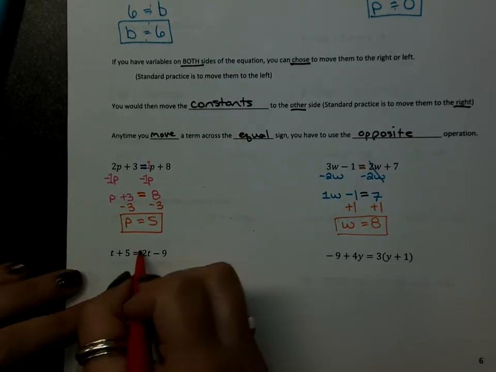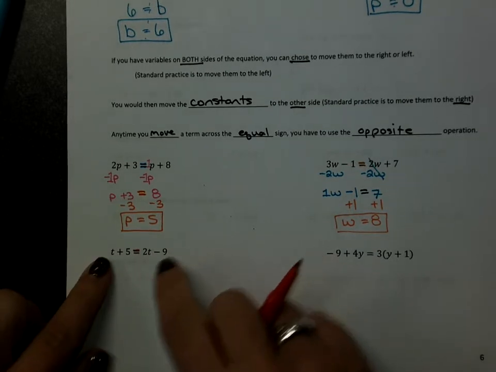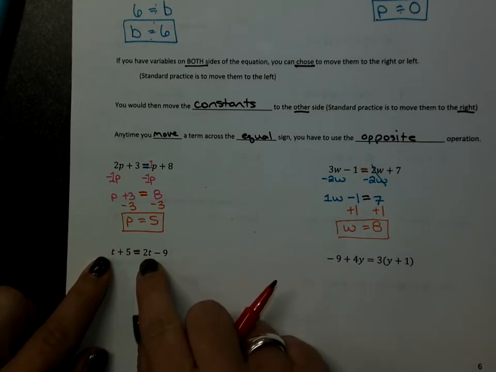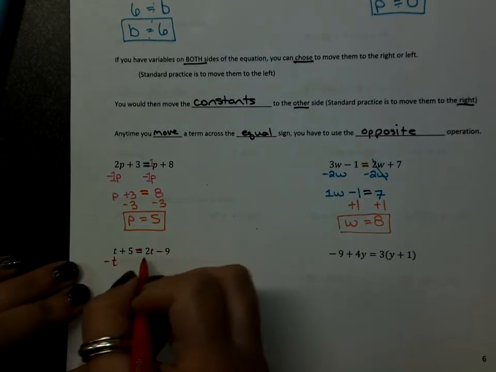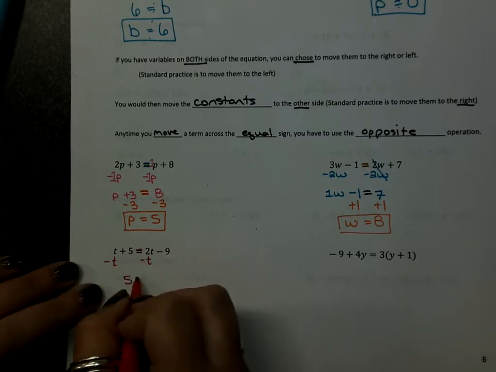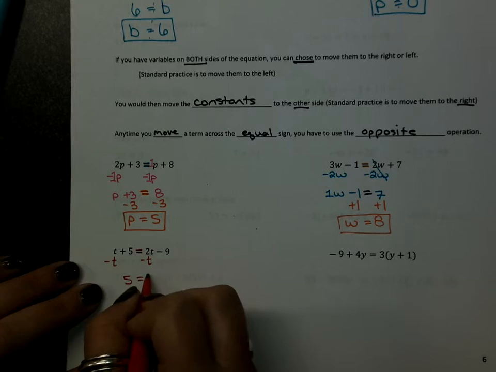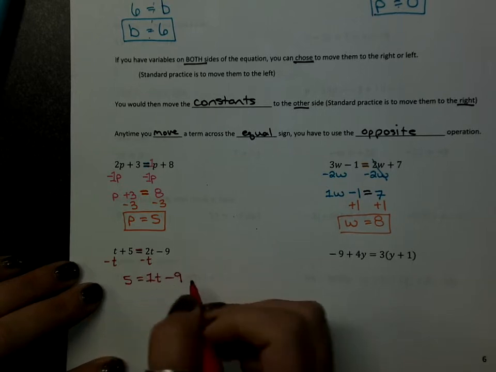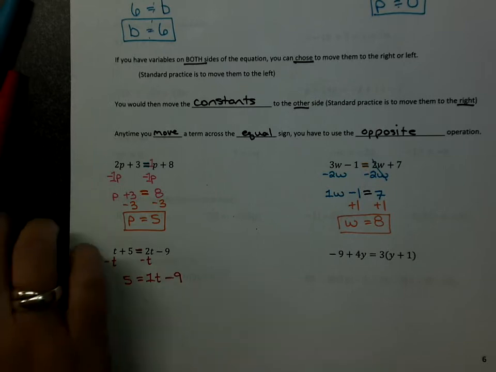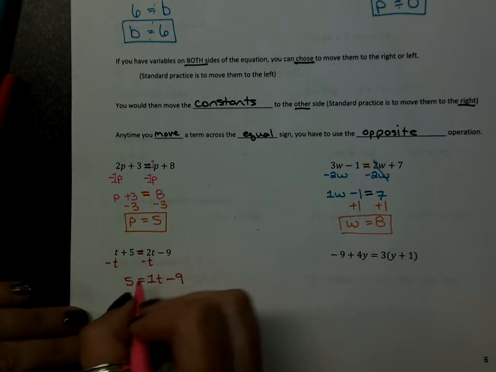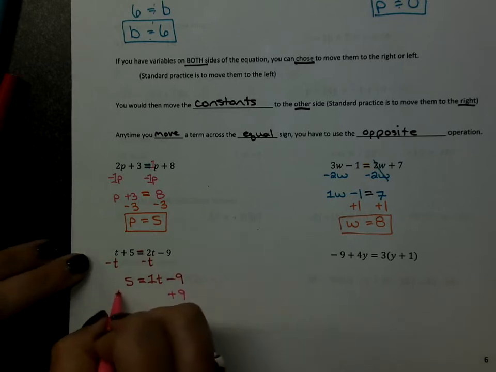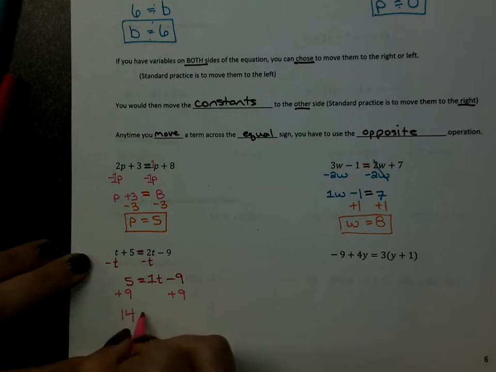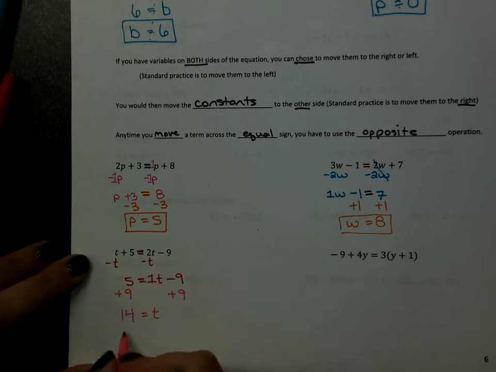On the next one, we have 1t on the left and 2t's on the right. So I'm going to move the 1t over to the right. So I'm going to subtract t. It's going to give me 5 equals 2t minus 1t is just 1t minus 9. So this time I chose to move the variables to the right, again to avoid a negative number. Then I'll do the opposite operation on the constants. 5 plus 9 is 14. 1t is just t. And then I can just switch that: t equals 14.